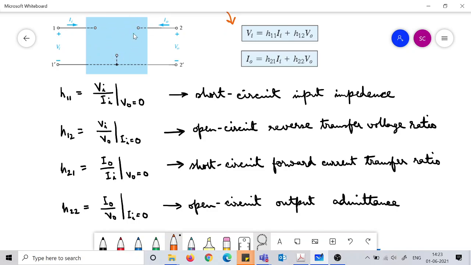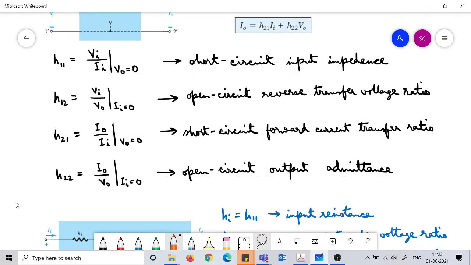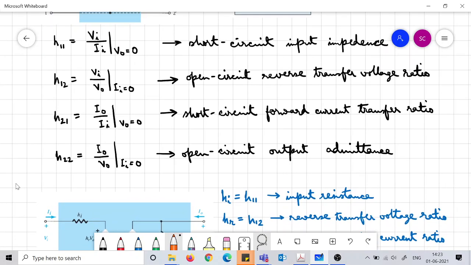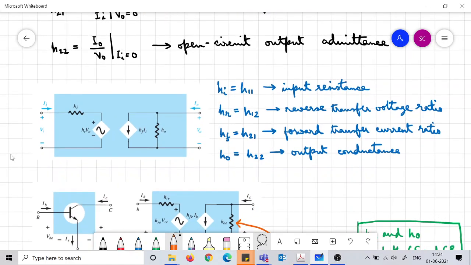So inside what is there? Inside there is a BJT. Inside there is a transistor. So what would be the short circuit input impedance of the transistor? What would be the open circuit reverse transfer voltage ratio of the transistor? So if we try to use these parameters in order to draw up an equivalent model of the transistor, then that equivalent model would be drawn in this way.